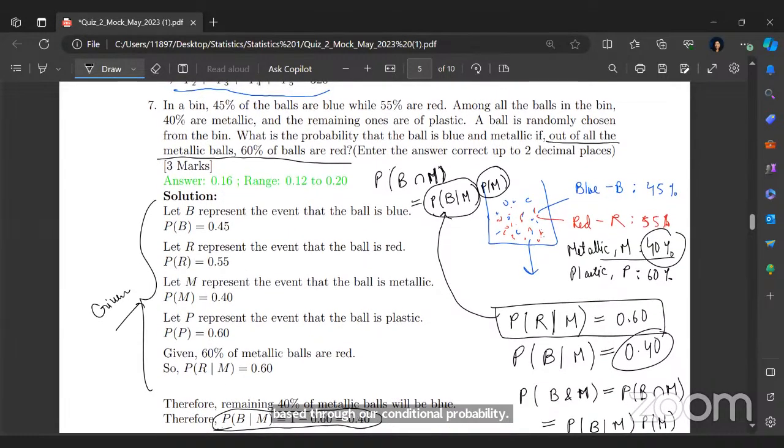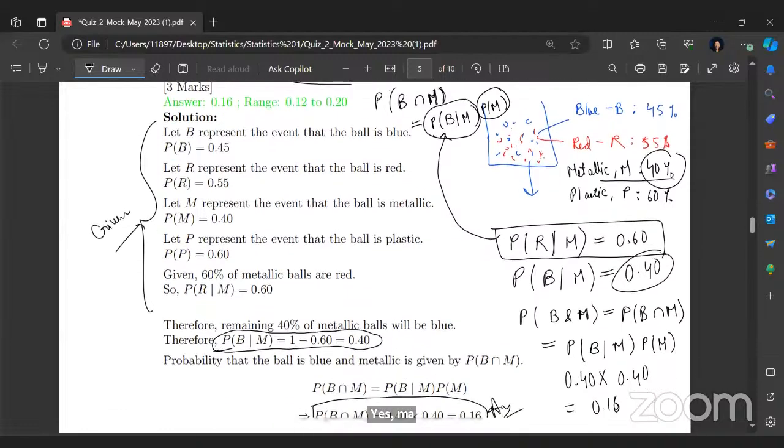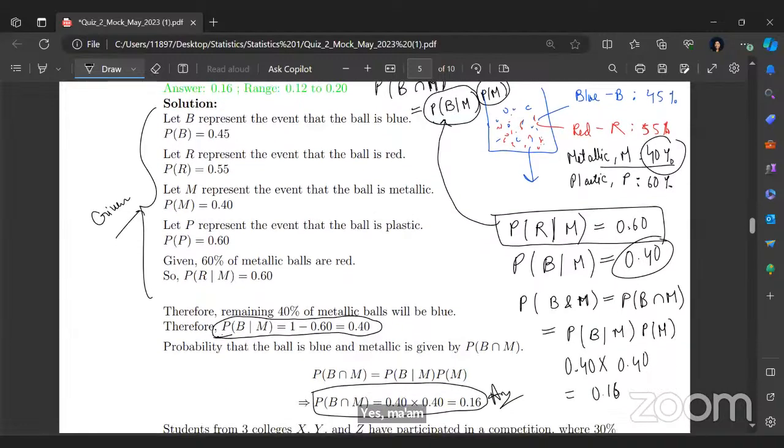So let's do that first, and then we'll see why we didn't apply Bayes theorem here. Yes, ma'am. Let's do question number 8, and then we will come back again to this question.